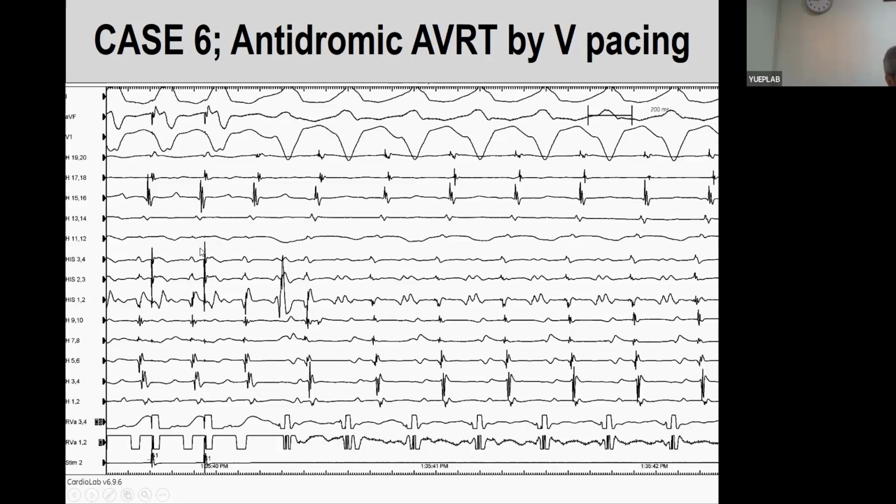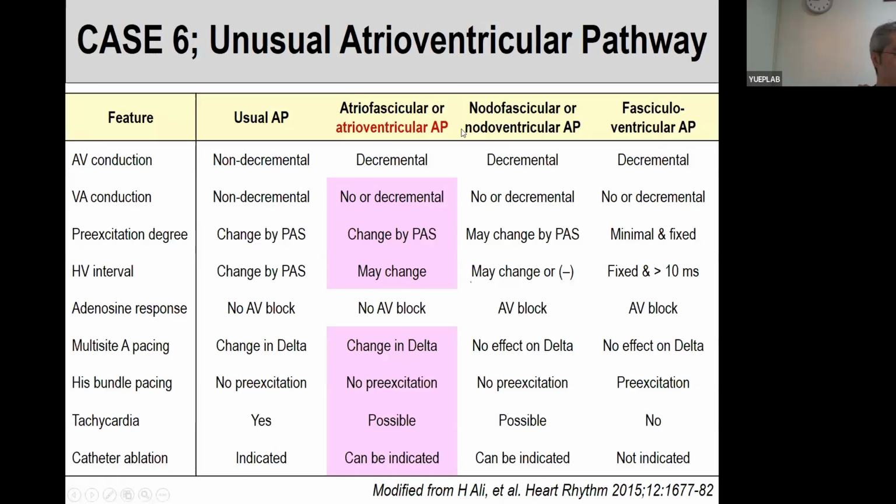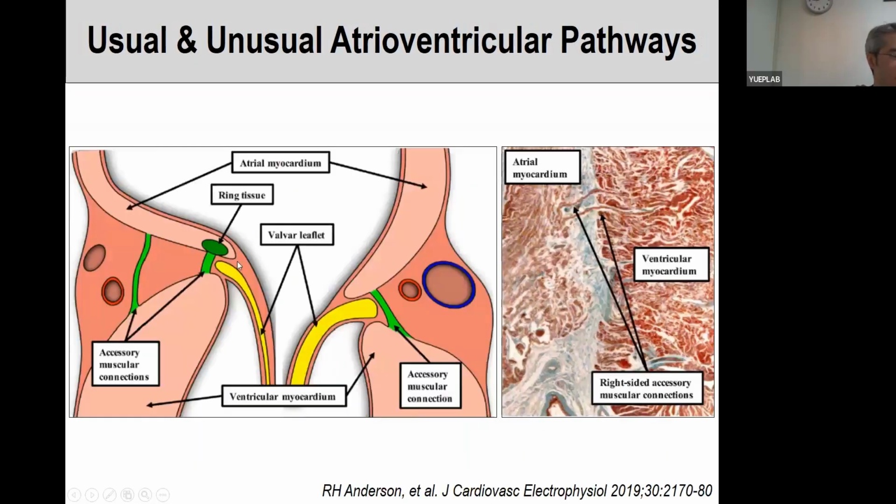Antidromic AVRT was induced by atrial pacing like this. This QRS morphology is fully augmented delta wave. So this patient has an atrioventricular accessory pathway, VA conduction decremental, and pre-excitation degree has been changed by atrial pacing. HV interval also changed. Multi-site A pacing results in change in delta wave, and His-bundle pacing, no pre-excitation. Antidromic tachycardia was induced, so we ablate.